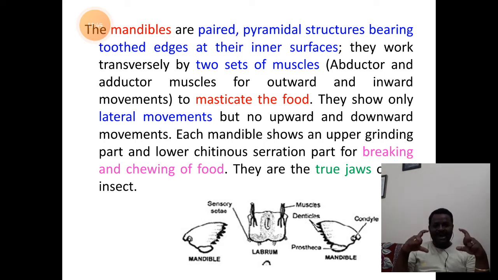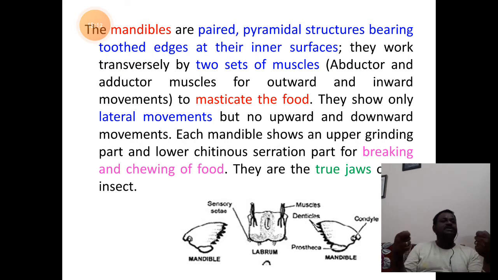It is bearing sharp teeth attached to the inner surface of them. So down in the picture, on either side of the labrum, you can find the position of these mandibles. They have an angle which is provided with the condyles. You can see that in the diagram down.